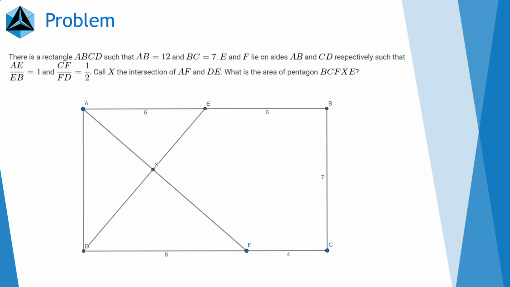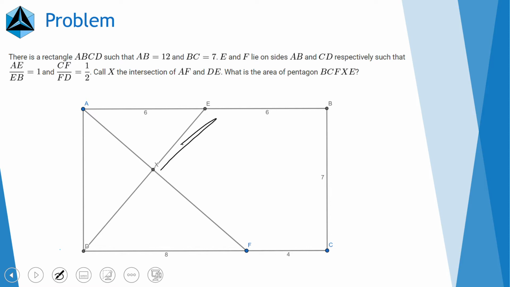There is a rectangle ABCD such that AB is equal to 12 and BC is equal to 7. E and F lie on sides AB and CD respectively such that AE over EB is equal to 1 and CF over FD is equal to 1/2. Call X the intersection of AF and DE. What is the area of pentagon BCFXE?